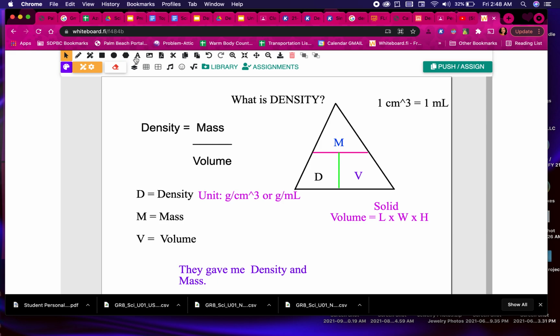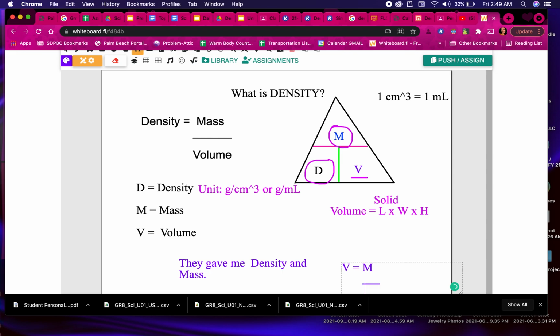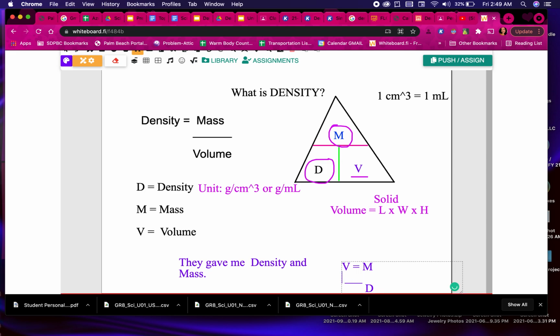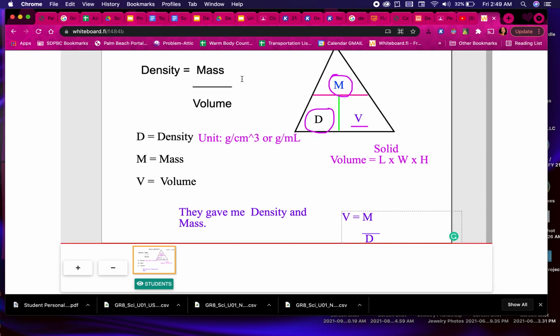Then at that point, I would look at the formula and notice that they gave me density and mass, and I need to identify the volume. So my formula would be volume equals mass divided by density. So my volume would be equal to the mass, sorry, the line here, mass divided by density. So right there you can see how we're using this triangle to come up with that information.